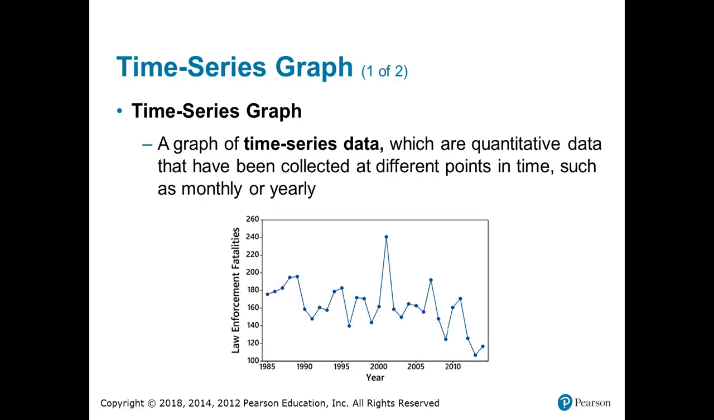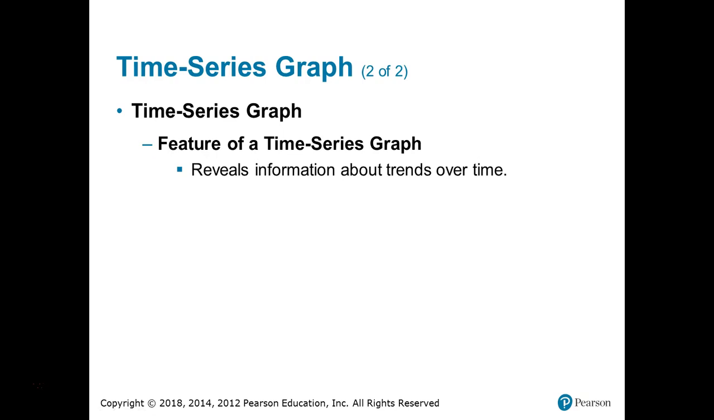The next type of graph is the time series graph. A time series graph is a type of data in which quantitative data has been collected at different points, such as monthly or yearly, and then you pretty much just connect the dots. So in 1985, you had 175 law enforcement fatalities. In 1990, you had 160, and all those in between. And then you just connect them and see where basic trends are moving. So this reveals trends over time. Are you increasing, decreasing, up and down, uniform, etc.?